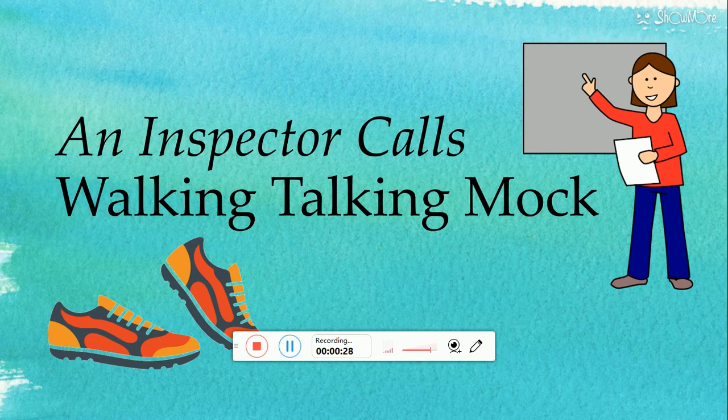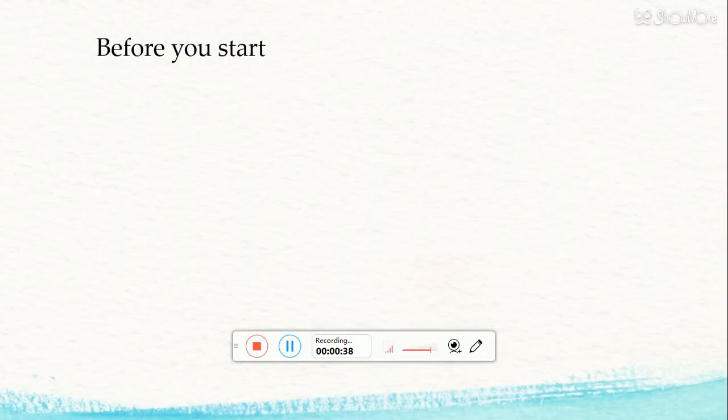Importantly, only the teachers will be walking and talking. You need to remember that normal exam rules still apply. So before you start, please make sure that you have a pen and preferably a highlighter to hand, or at least another coloured pen that you can underline with.